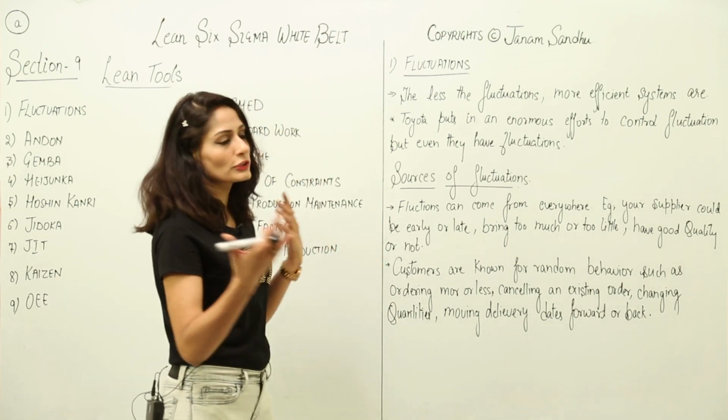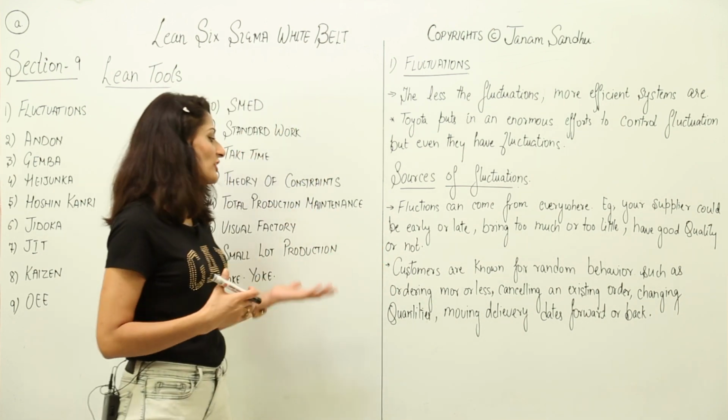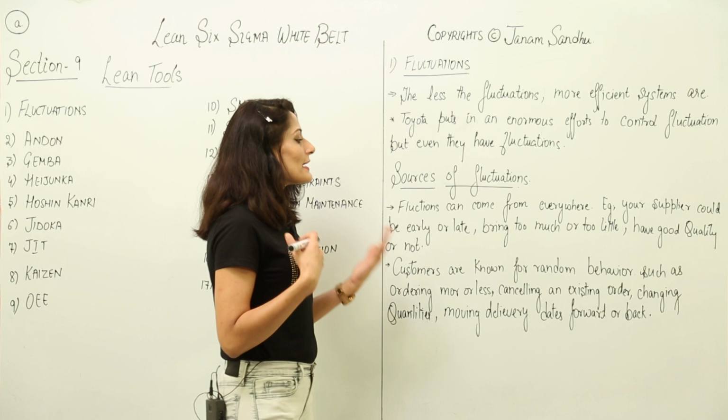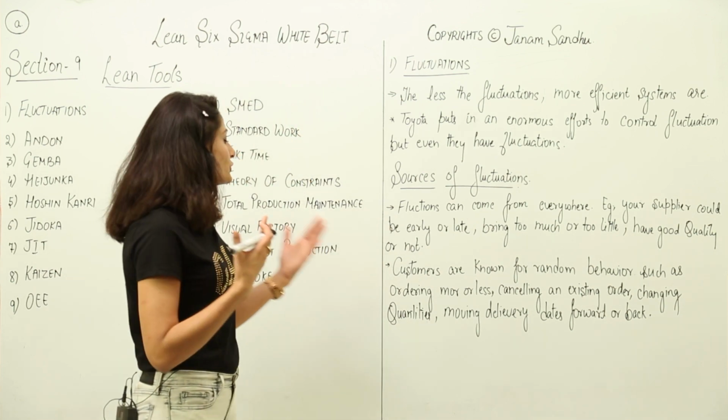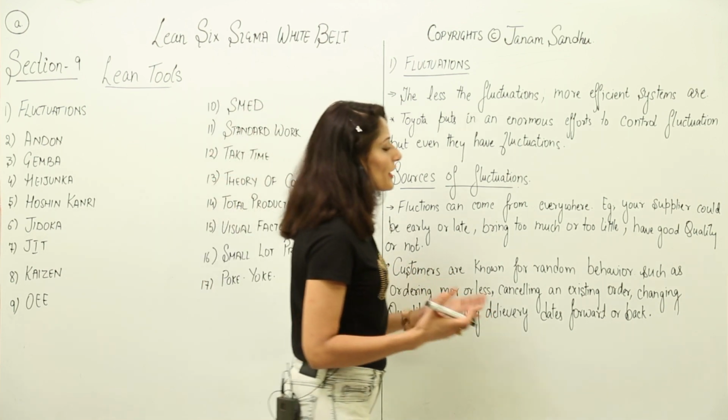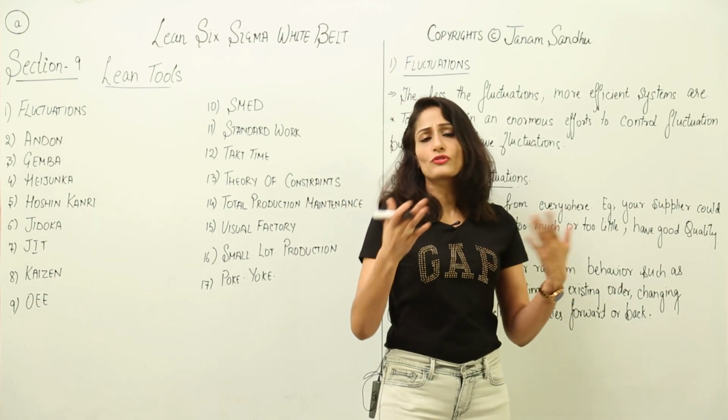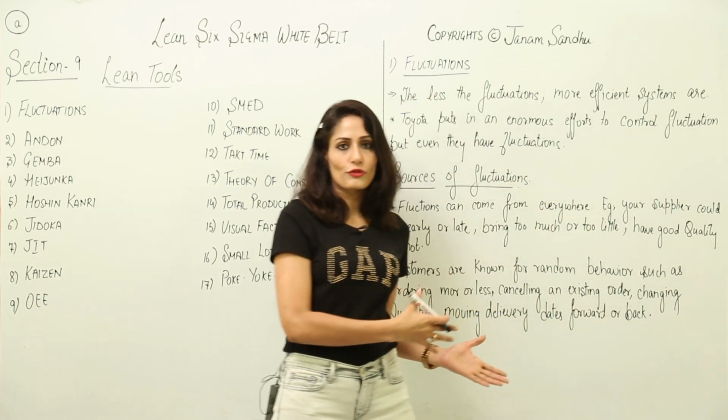We cannot control what they order, such as ordering more or less, cancelling an existing order, changing quantities, moving delivery dates forward or back. So these are the sources of fluctuation.